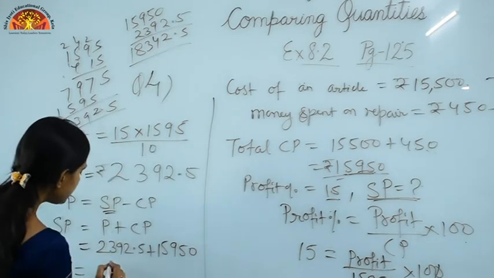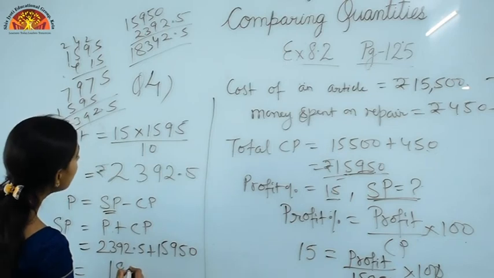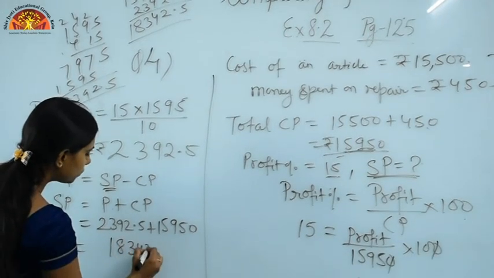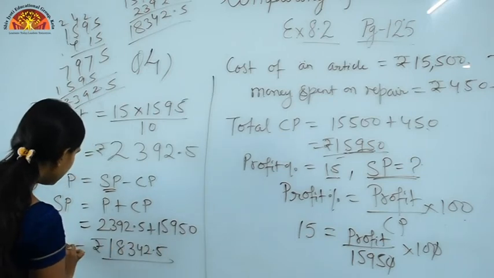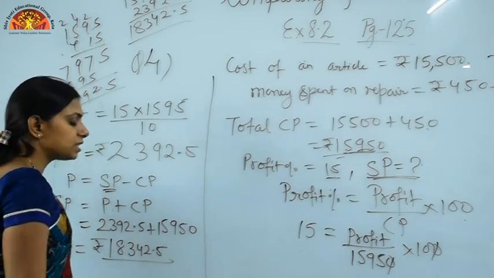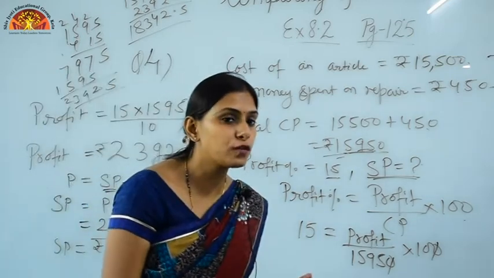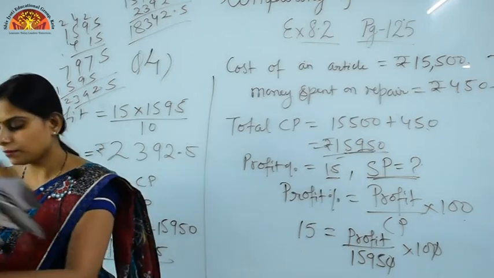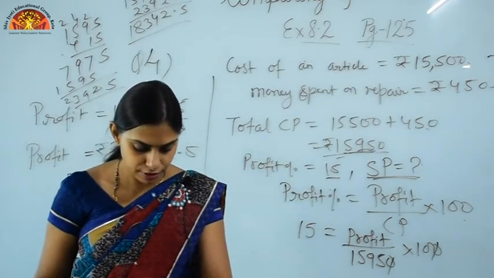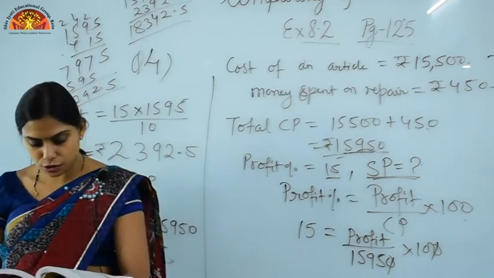So it is 18,342.5 rupees. So what is the selling price children? That is 18,342.5 is your selling price. Got it children? Now just see children, the last question.